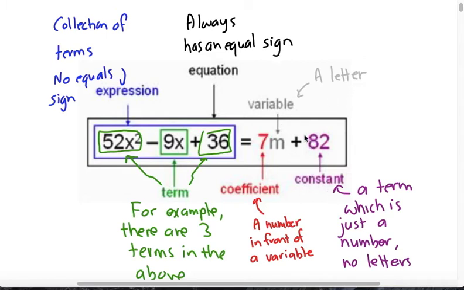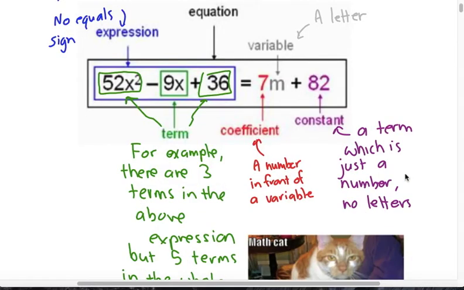Whereas if there is a term and there's no variable associated with it, we call that a constant term. Let's go back to here: a term overall. What is a term to begin with? There are lots of ways you can define what a term is. These three green things are terms. Similarly, 7m is a term and 82 is a term. They're all terms. 5x squared is a term, 9x is a term, 36 is a term, 7m is a term, and 82 is a term.